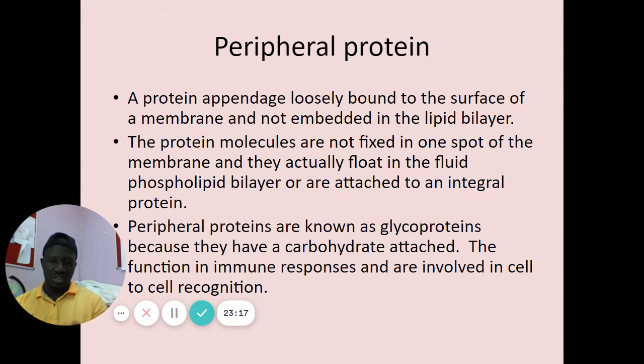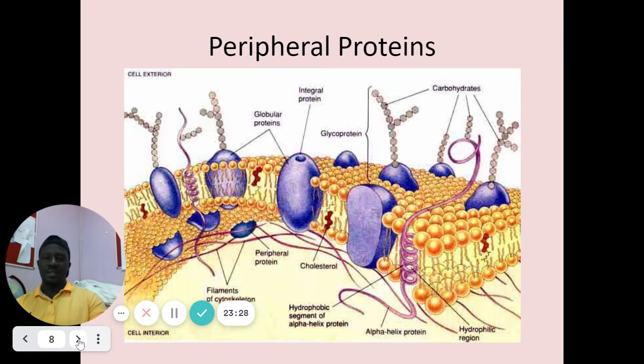Cell-to-cell recognition, number two is immune response. So that's the function of the peripheral protein. So you can see where we have the peripheral proteins. They are here, and immune response and cell-to-cell communication, as explained earlier on.